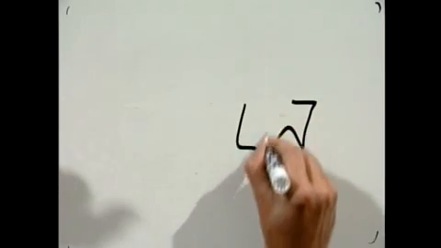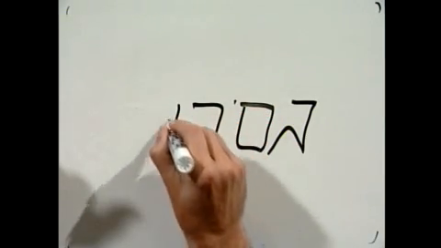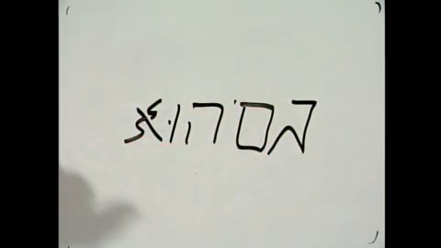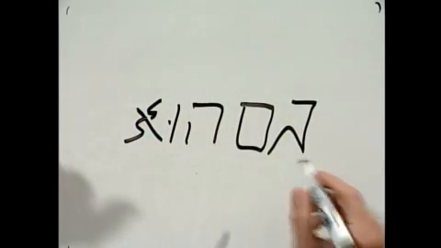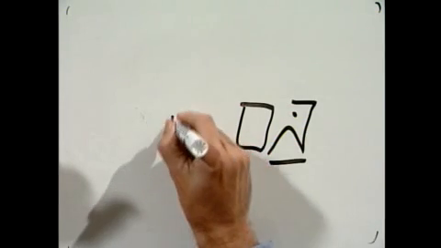Now, one other thing we have to watch out for is something called a makef. A makef is a raised dash which connects words together. And so in the example I give you, it's like gam and then hu. And we won't put the makef in the first time. We'll leave it without the makef. So it's gam and hu. Let me write that a little farther apart.